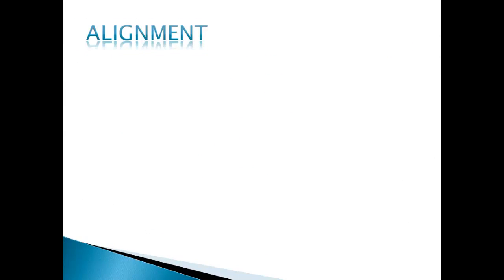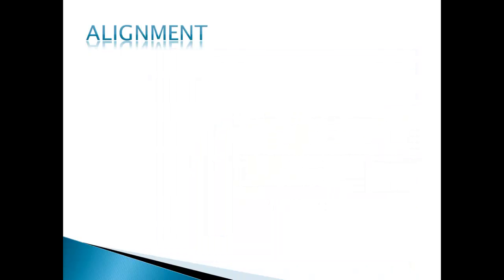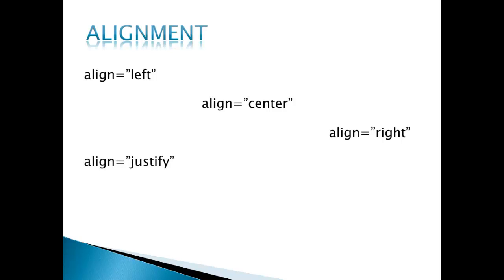Let's take a look at alignment options. By default, web page text is aligned along the left edge of the browser window. Alignment attribute options can be applied at the paragraph, heading, and text block level, and these can set your text to be aligned left, centered, aligned right, and justified.